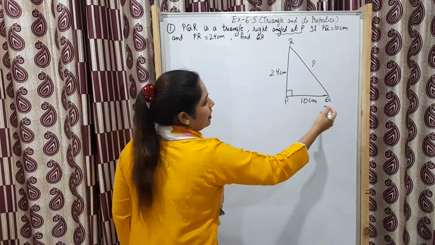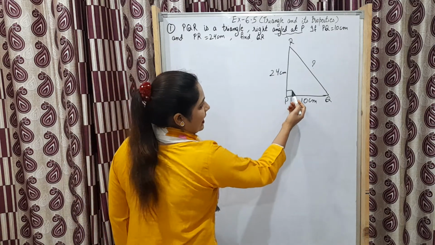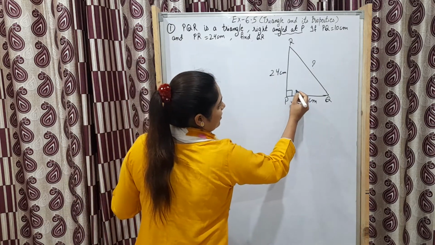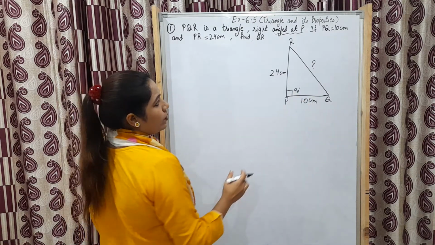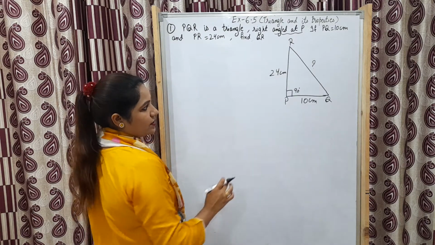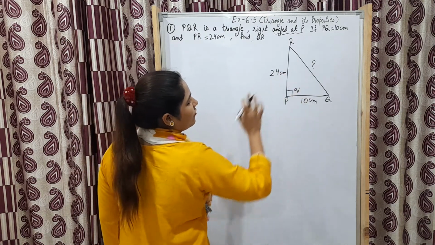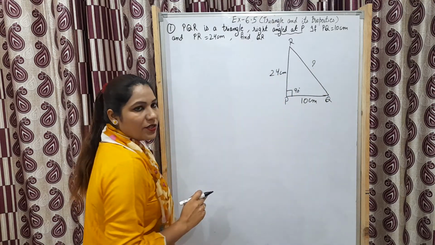Now student, here I have already drawn a right angle triangle which is right angle at P. So here P is 90 degree. So this one is our right angle triangle. Now they are saying PQ is 10 centimeters. So here I have written 10 and PR is 24. What is not given to us, that is QR. So we have to find QR.